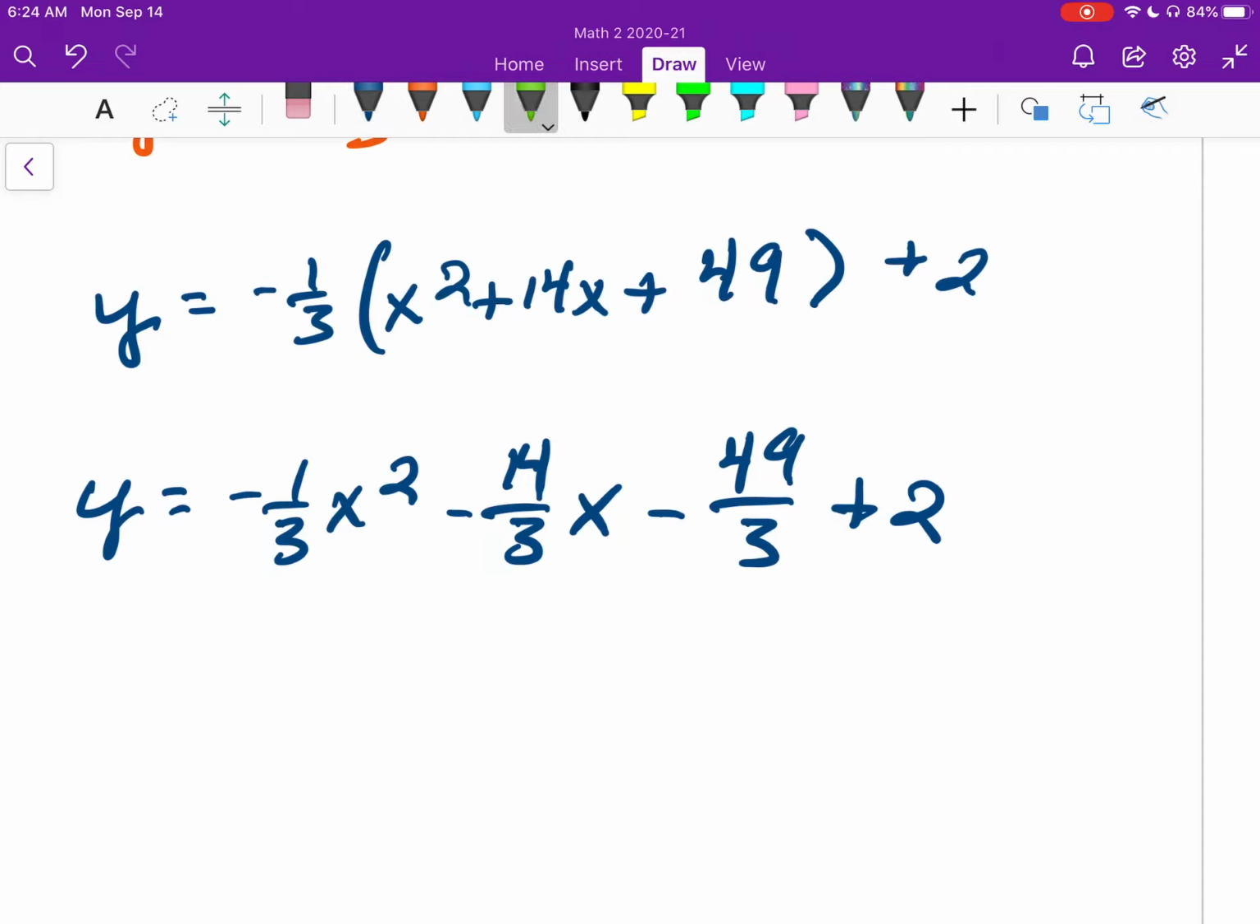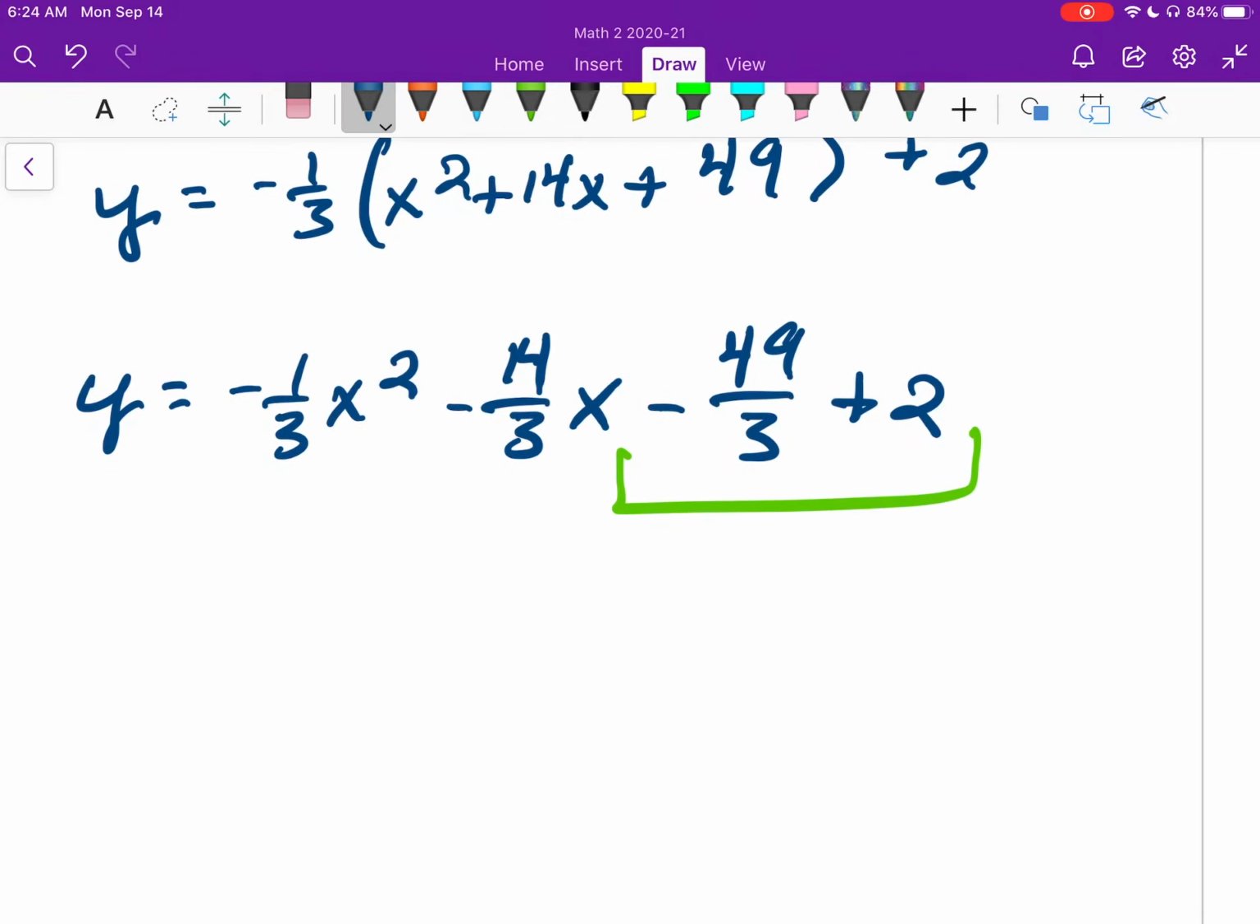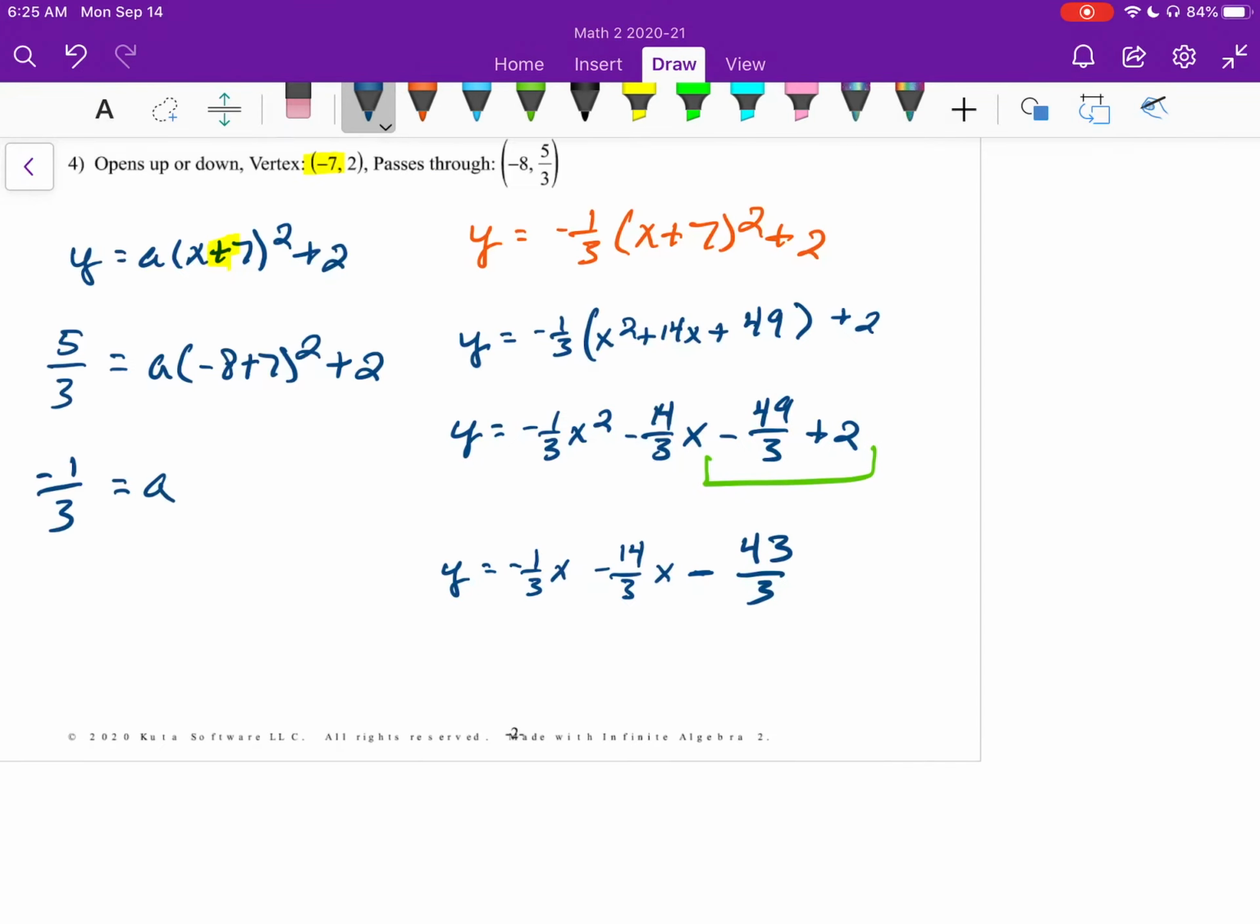Combining these guys, common denominators would be 3, so that'd be 6/3. So let me write the rest of it. Y equals negative 1/3 x squared minus 14/3 x. And then I know that negative 49 over 3 is bigger than 2, so I'm going to keep it negative. And then negative 49 over 3, and I add 6/3, that's going to be negative 43 over 3. There we are.